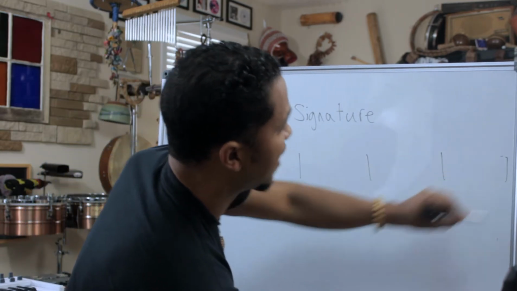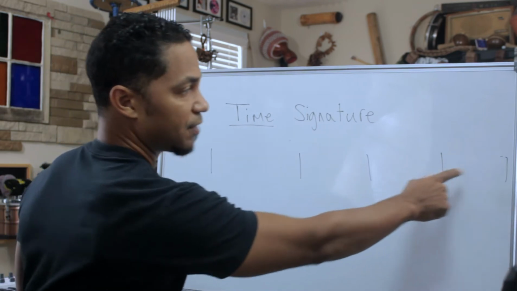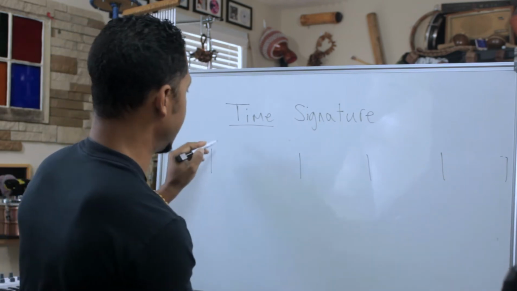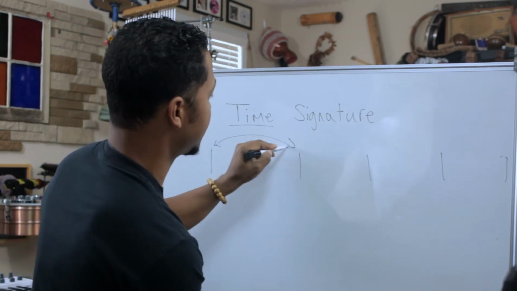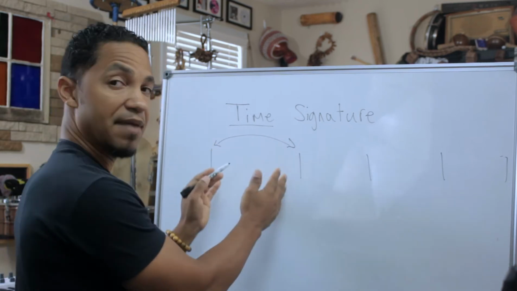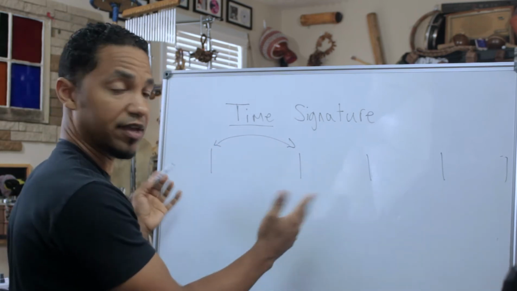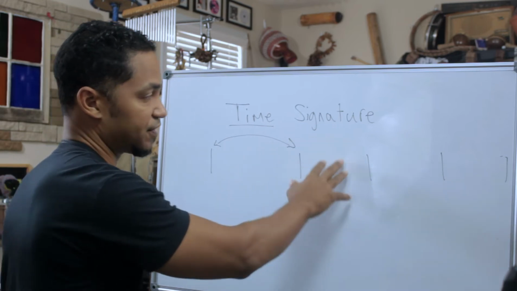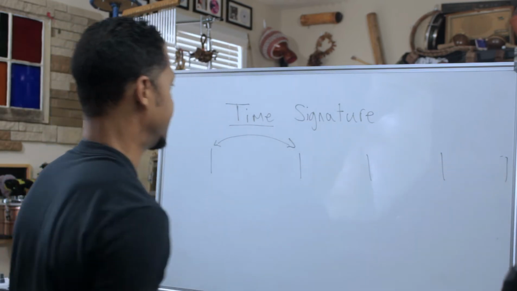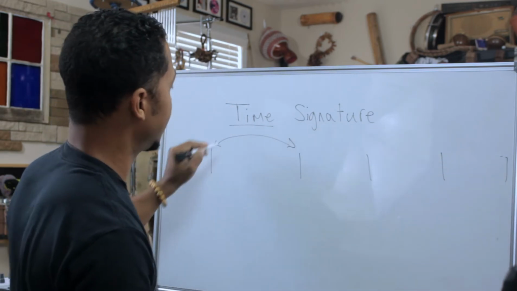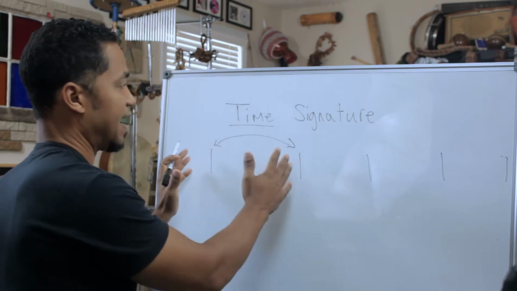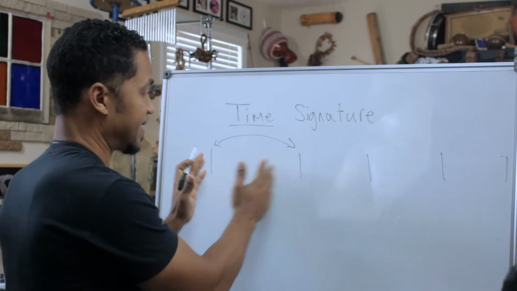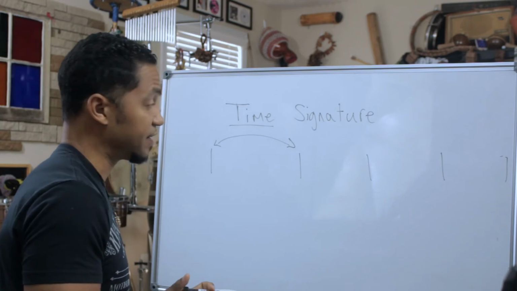So I'm drawing bar lines, all right? And sometimes we call the space in between these bars a measure, or just bars. We use that synonymously. But this is a measure, this is a measure, this is a measure, this is a measure. All right? So time, the amount of time that we're playing with, that's happening in this bar, this measure.